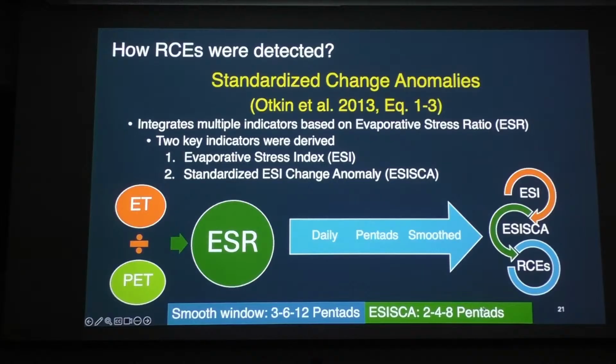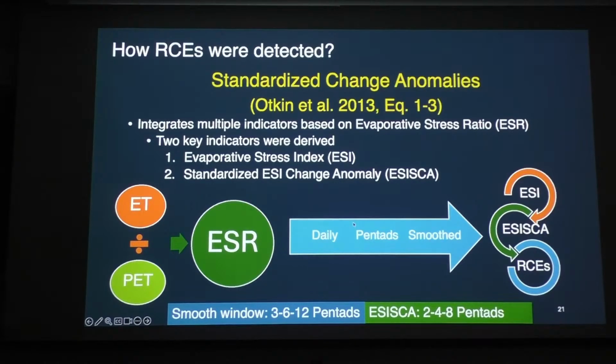And then how was the rapid change event detected? As I said, we started with the ET ratio. They were daily data, and this daily data has a lot of variability, so we averaged them into pentads. After that, we went further and smoothed this data using a running mean to get different composites of 3, 6, and 12 pentads.